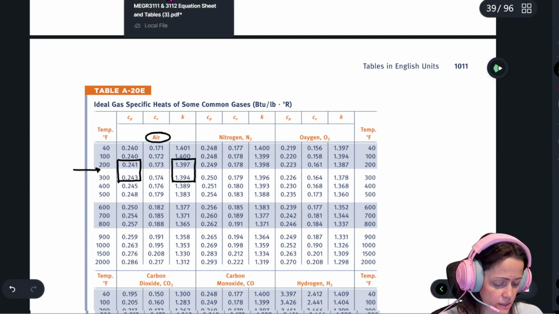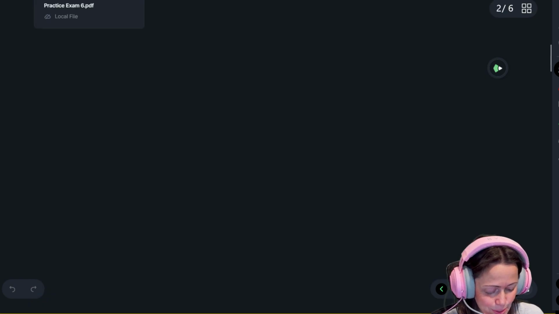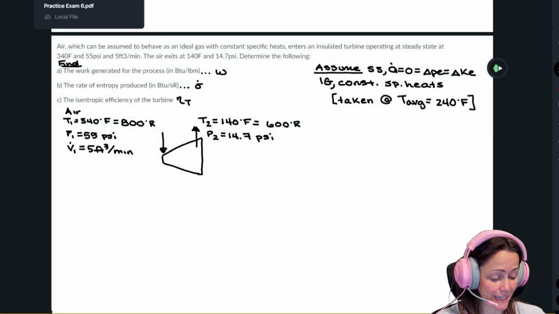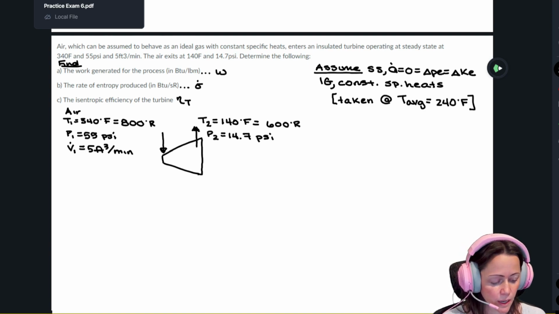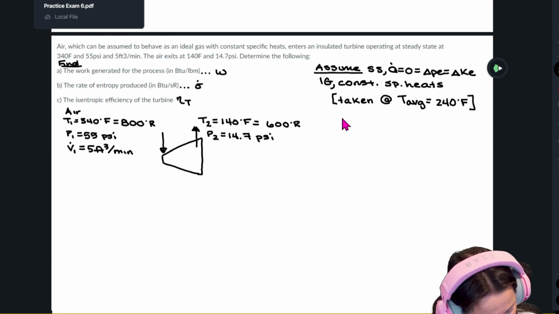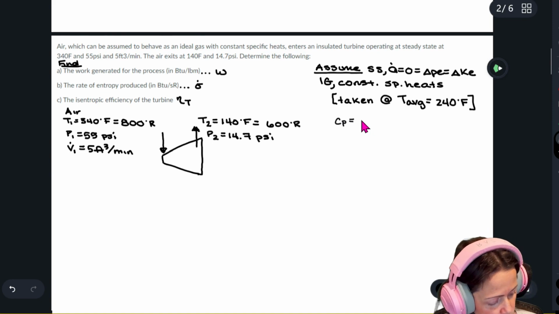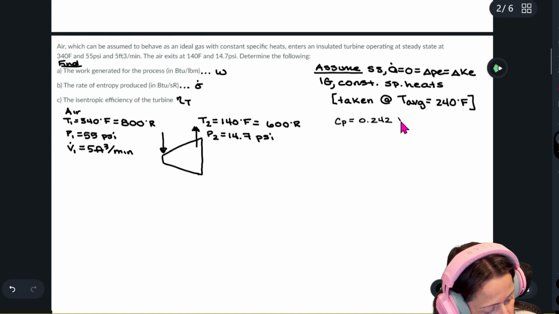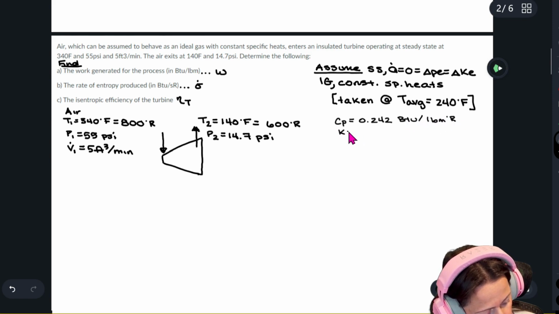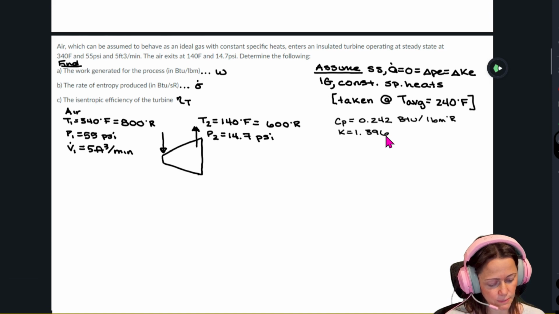Now, as far as why I know that I need those two things: I've got an open system, so I know I'm going to have some delta H's, and I also have an ideal gas. I think I might be using some isentropic relationships, so I'm going to get both of those. So CP is 0.242 BTU per pound mass degree Rankine, and our K value is 1.396. Perfect.